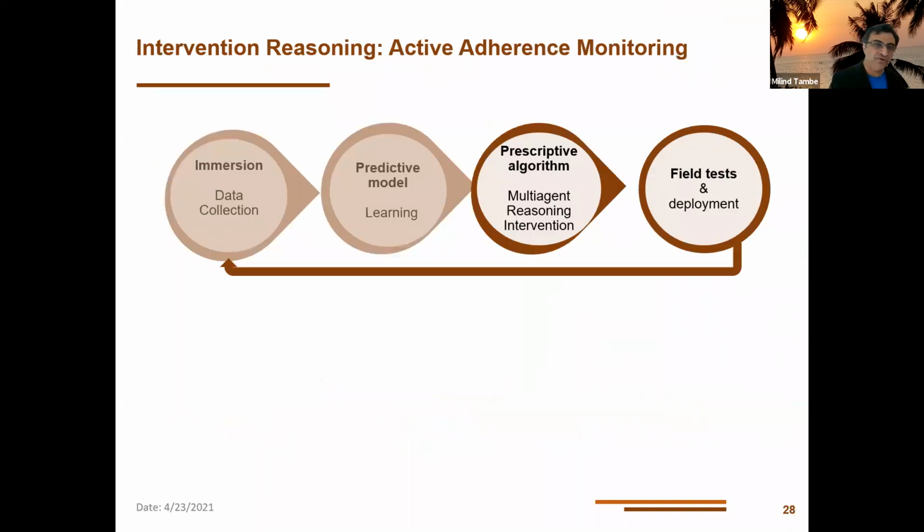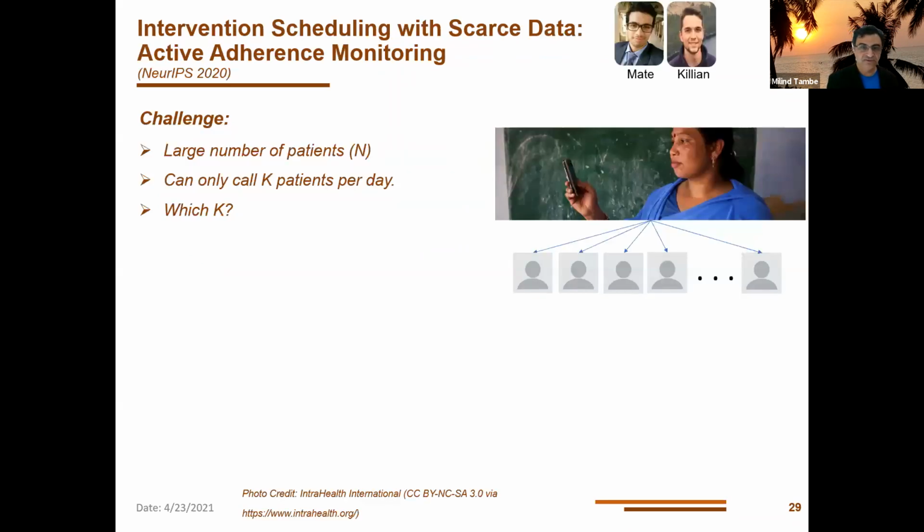So far I've talked to you about prediction, but still it leaves a very large volume of people predicted to be at high risk. Who do you actually intervene on? So supposing we have 1,000 patients under the care of one health worker, and they can only call 20 patients a day, something like that. Which patient should they call per day?